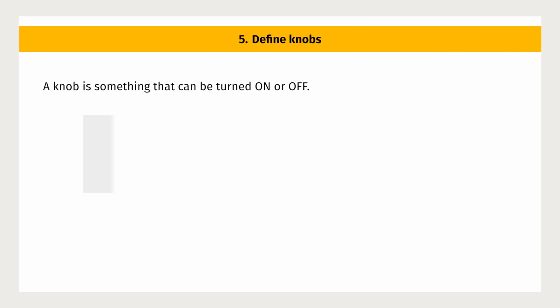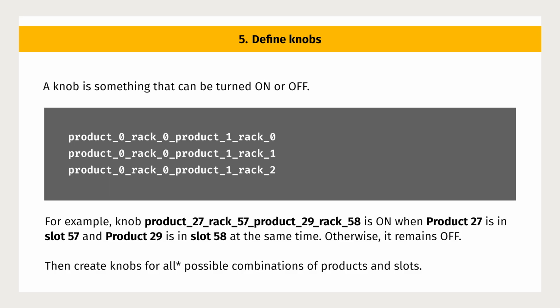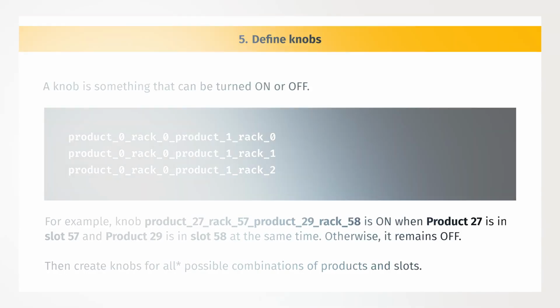Fifth, knobs are defined as binary variables. Think of each knob as a simple on-off switch indicating whether a particular product is assigned to a particular slot. All possible product slot combinations are created, ensuring each knob can be toggled in the solver. This step formalizes the slotting problem into a discrete optimization model.